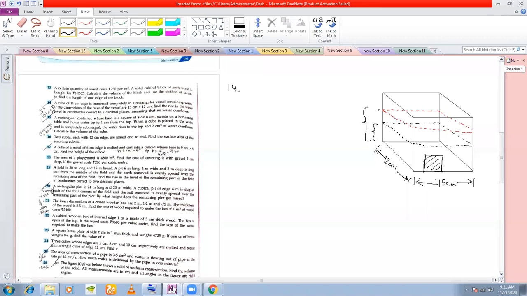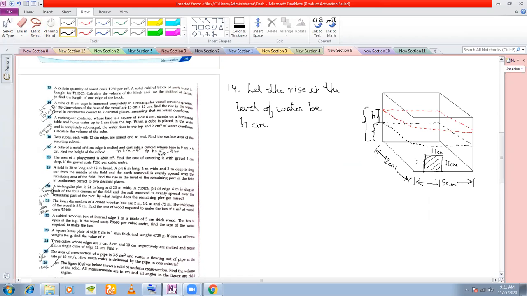So let's say the height of this, let the rise in the level of water be h centimeters. Suppose the water level rises by h centimeters. That is the question. You have to find h. By what height does the water level rise? A very important observation. Before that, what is the edge of this cube? The edge of this cube is 11 centimeters.